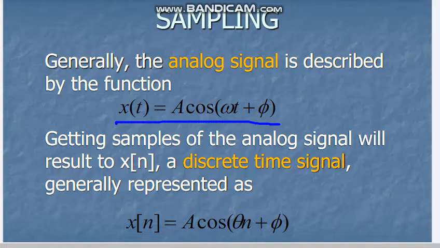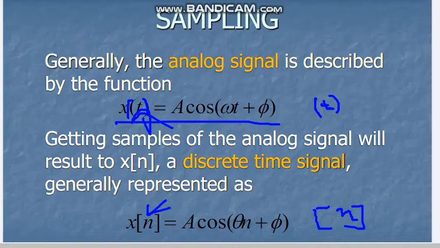Here you can see that the t has been changed to n. N means the number of samples, and you can see that there is a substantial difference of notation. There are round brackets in the first equation, but square brackets are denoted in the second expression. The second expression is considered to be the discrete time signal, because when we sample an analog signal, we get a discrete time signal, and a discrete time signal can be represented by the square brackets.